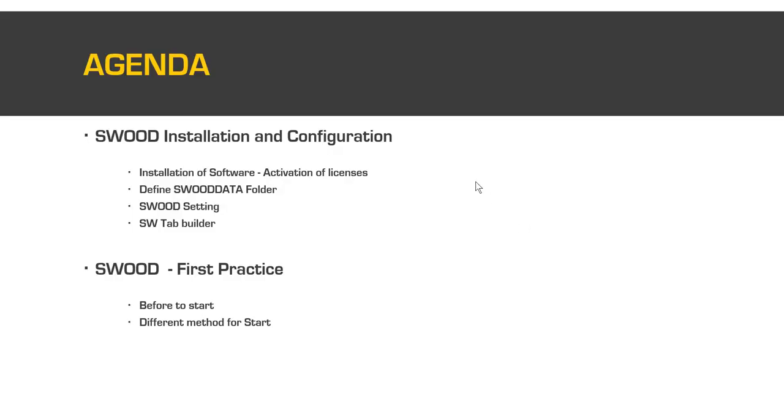Well, this is the agenda of today. We will talk about two subjects. The first one, SWOOD installation and configuration. So for the quick start, we will talk about after installation of the software, how to activate licenses, how we can define the SWOOD data folder correctly, how to put the settings in options, and how we can define the SWOOD tab builder.